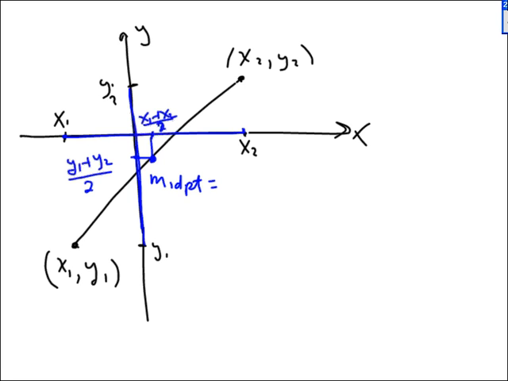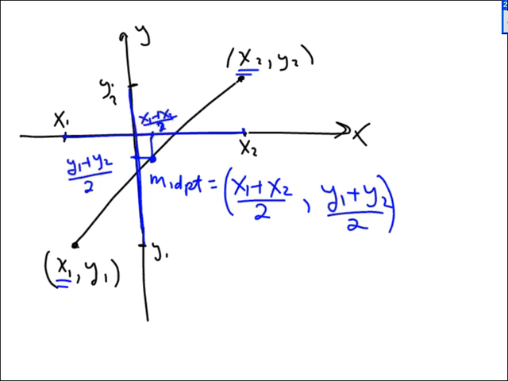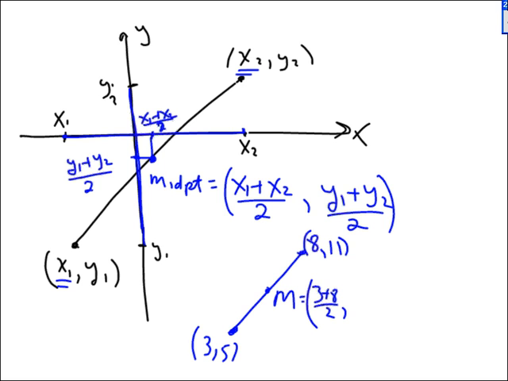That's the midpoint, and it is the average of the two x's, x1 plus x2 over 2, comma, and then the average of the two y's, y1 plus y2 over 2. That's how you find the midpoint. Now, if you were told that one endpoint of a line segment is 3, 5, and the other one is 8, 11, you can find the midpoint pretty easily. Add up the x's and divide by 2, comma, add up the y's and divide by 2.